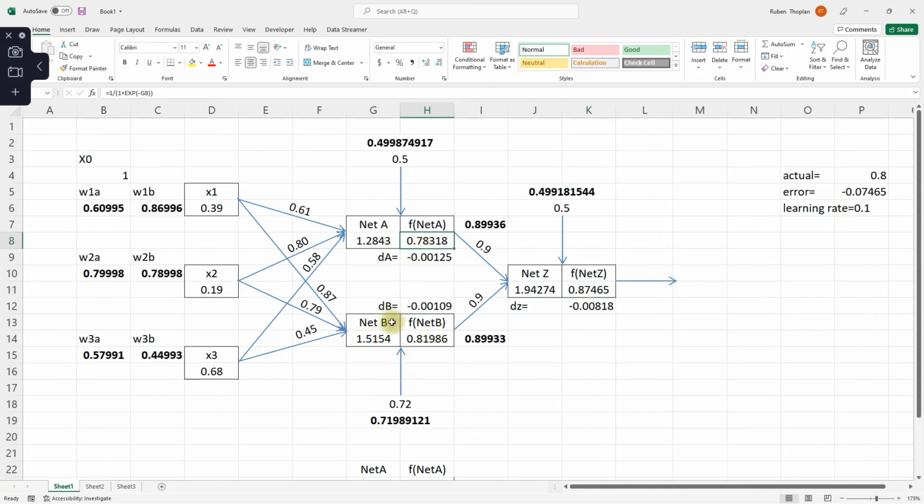The net A, sigma net A, net B, sigma net B, net Z, sigma net Z will change with respect to the updated weight that you have. And then you will get an updated output. And this updated output would become an output closer to 0.8. Maybe not that much close, but it will become closer to 0.8. I don't know, when you do it, you can try it yourself. You might get 0.87, which is a little bit closer to 0.8, but not that much.